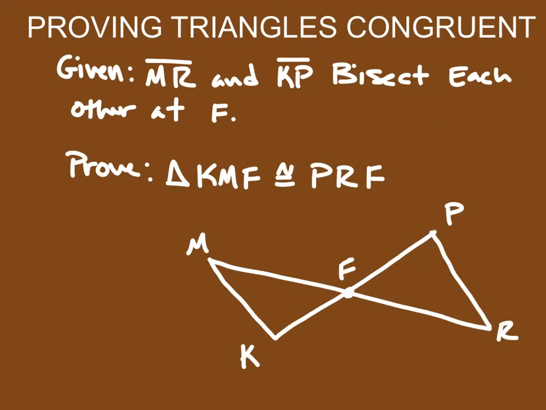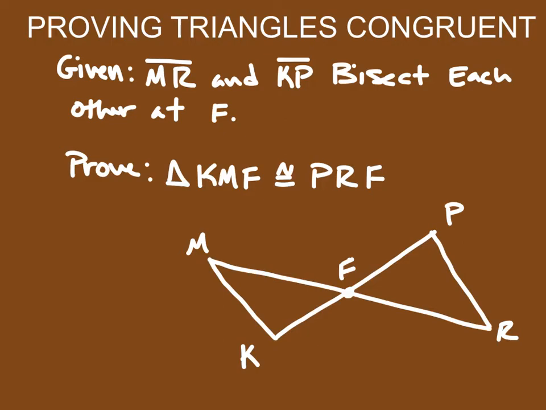One of the things we do with triangle congruency theorems is use them to do proofs, so proving triangles congruent. I want to go through a basic proof on how to use the side angle side theorem to prove that these two triangles are congruent. The given information is that MR and KP bisect each other at point F. That information will lead us to the conclusion that these two triangles are in fact congruent.